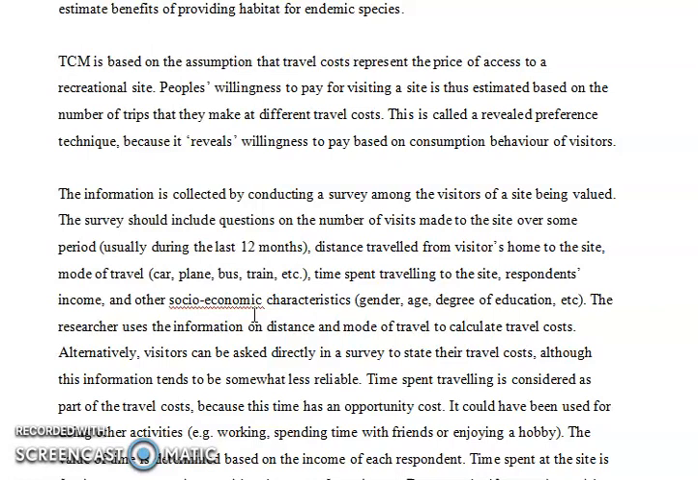Time spent traveling is considered as part of travel cost because this time has an opportunity cost. He sacrificed some other things for this particular travel. That means the time has an opportunity cost. It could have been used for doing other activities.